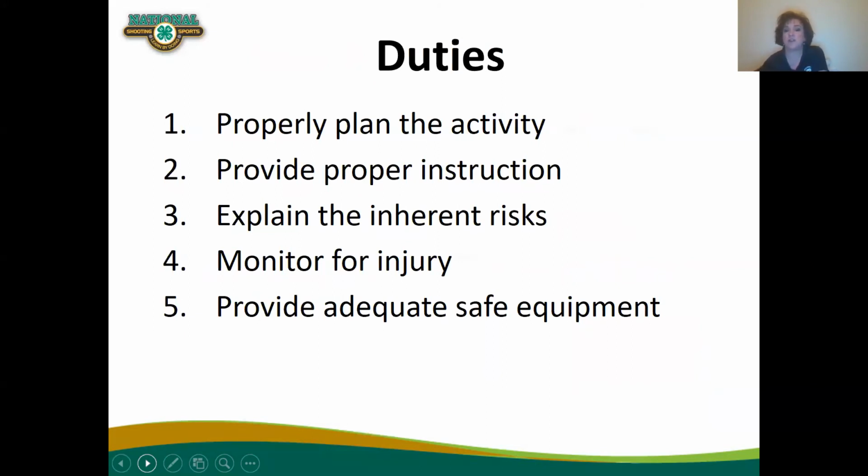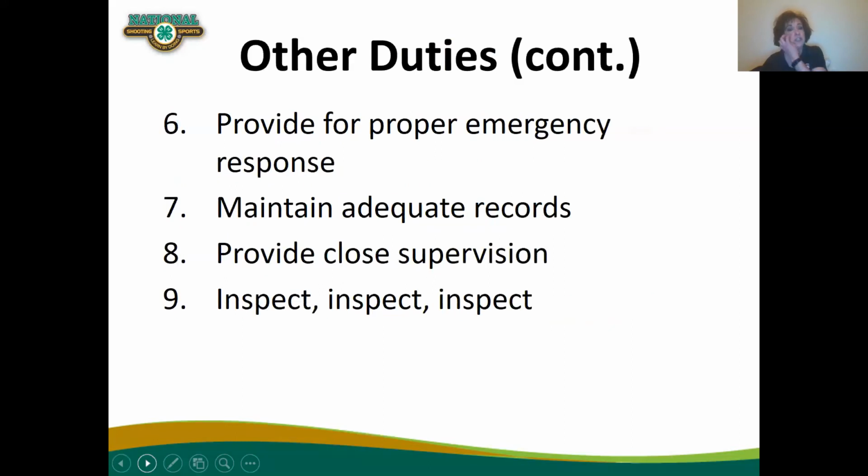You must always monitor for injury. And you have a duty to everybody that's involved to ensure that the equipment that you're using is safe, that you don't have a gun that misfires every 5th shot or randomly. You need to provide for proper emergency response when it's needed. You need to know where a phone is, or you need to know that you have cell phone service, etc. You must maintain adequate records, and you must provide close supervision.